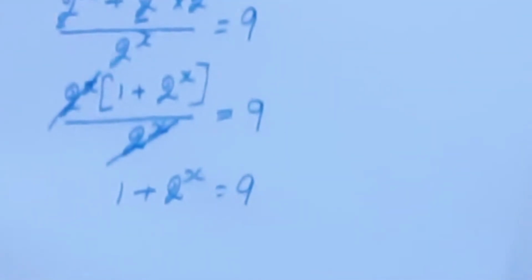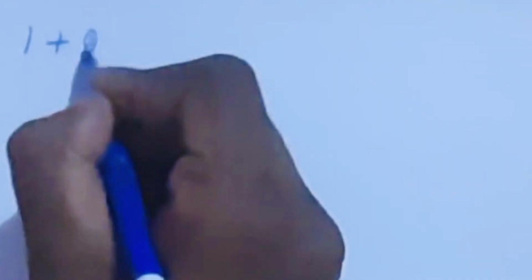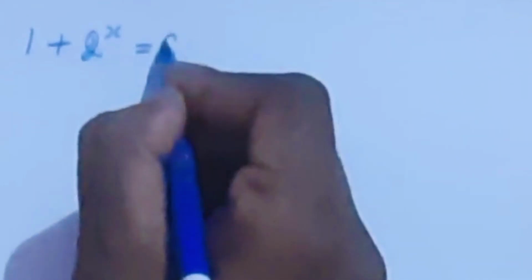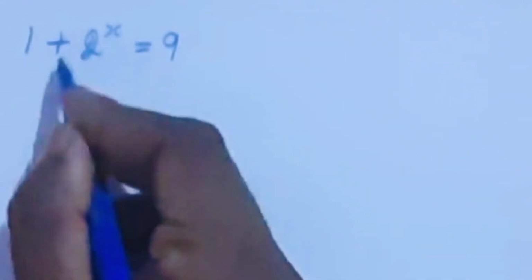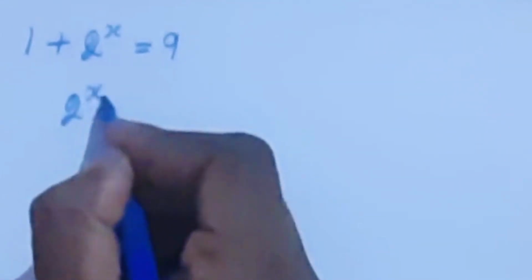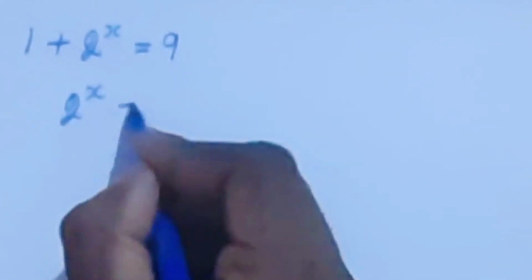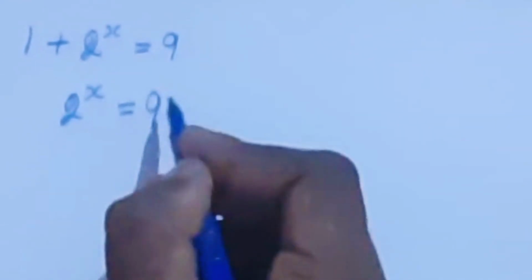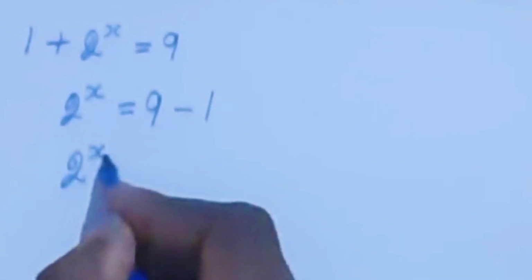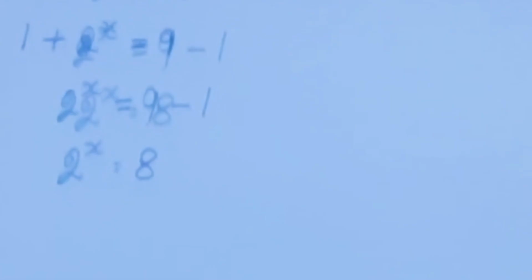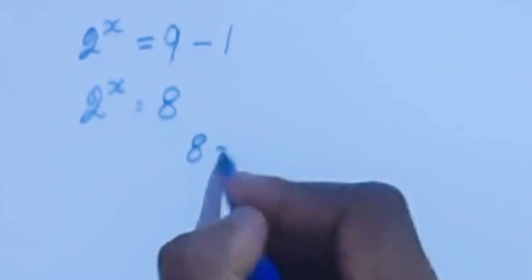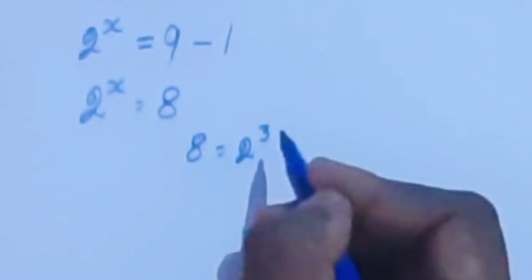This remaining here. So 1 plus 2 power x equal to 9. Here we are going to keep this 2 power x on the left hand side, moving this 1 to the right hand side. So equal to 9 minus 1. So we'll get here 2 power x equal to 9 minus 1 is 8. This 8 can be written as 2 power 3.